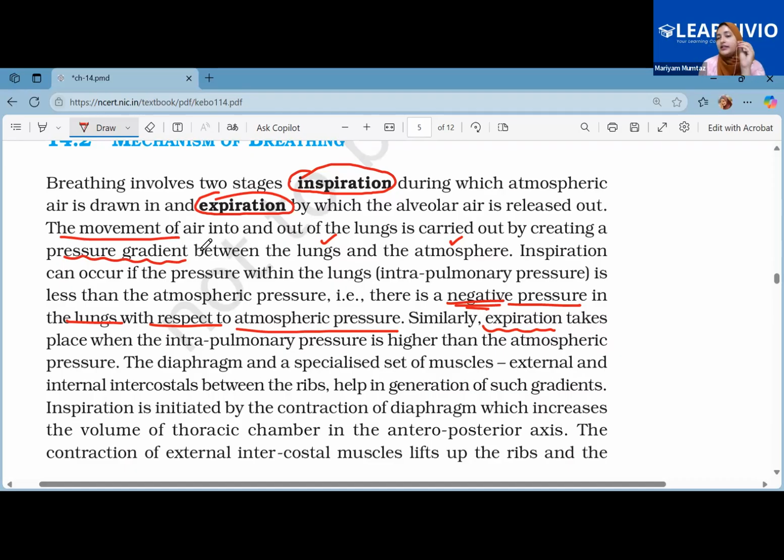Now, for the whole entire process of breathing in and breathing out, we need the diaphragm and we need the set of muscles that are called the external and the internal intercostal muscles. And where are these muscles present? They are present between the ribs. So the gradient that we are generating time to time is because of these muscles and the diaphragm.